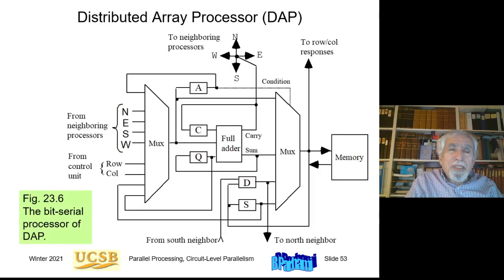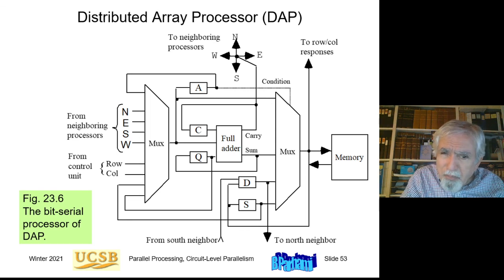A distributed array processor is a more recent example of an associative processor. And this is an example of that single bit processor that I mentioned. There's a full adder, so that's basically the ALU of this, a single bit full adder. There are a couple of muxes and 5 single bit registers. Okay, so that's the extent of complexity. 5 single bit registers, a single bit full adder, and 2 4-to-1 muxes.